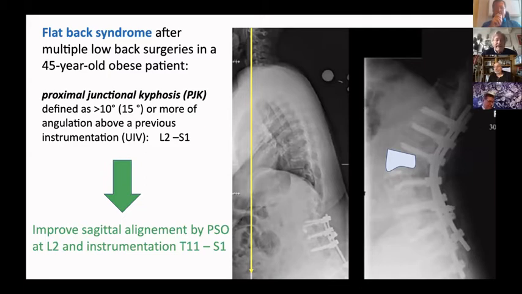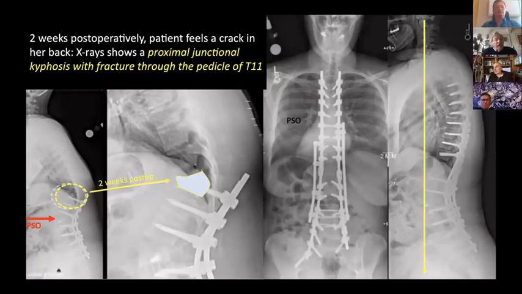Here in this specific case, it's L2 to S1. In this case, an improvement of the sagittal alignment was done by a PSO at L2, and there is an instrumentation from T11 to S1, which looks quite nice primarily. However, 2 weeks post-operative, the patient feels a crack in her back. The X-ray shows a proximal junctional kyphosis with fractures through the pedicle of T11, which necessitated another surgery, an extension into the thoracic spine and a double rod at the thoracolumbar junction to reinforce the fixation.